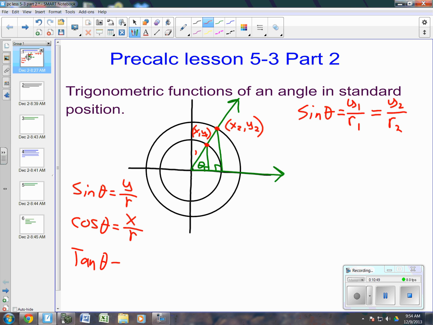Tangent is going to be what over what? It's going to be y over x, opposite side over adjacent, right? Okay? Which function is the reciprocal of sine? Cosecant. So cosecant is going to be what over what? r over y. What is it on the unit circle? On the unit circle, it's 1 over y, right? Okay. Secant is the reciprocal of cosine.